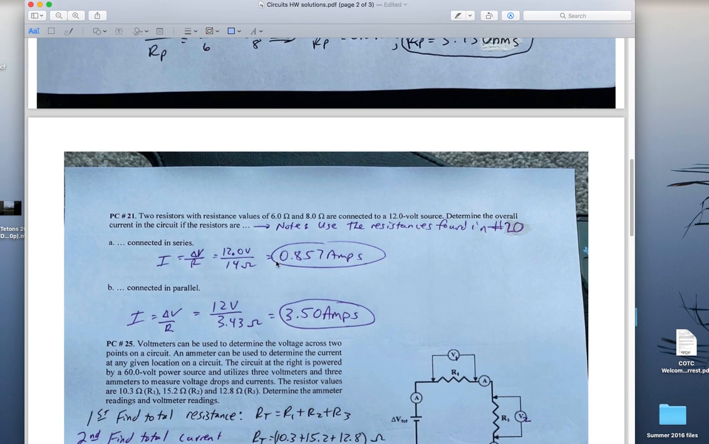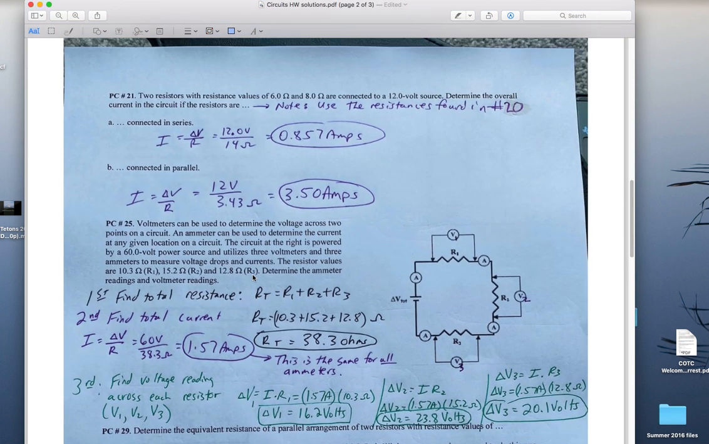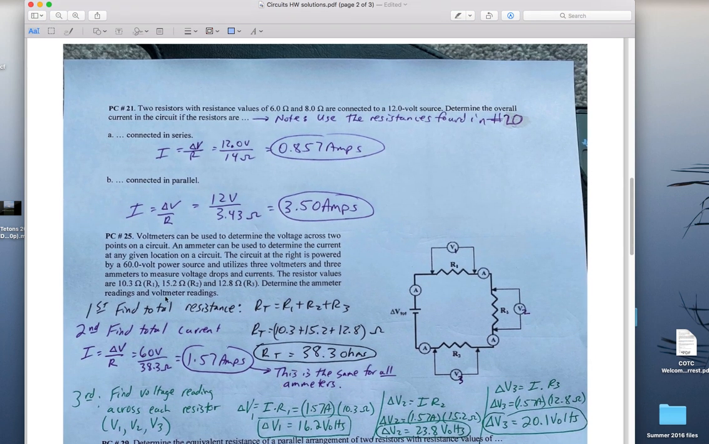So I assigned both those problems so you didn't need to figure out the resistance again. 25 is asking you to figure out the ammeter readings and voltmeter readings. So there's 1, 2, 3, 4 ammeters, but hopefully you remember that current in a series circuit is the same everywhere. So we do not need to figure that out 4 different times.